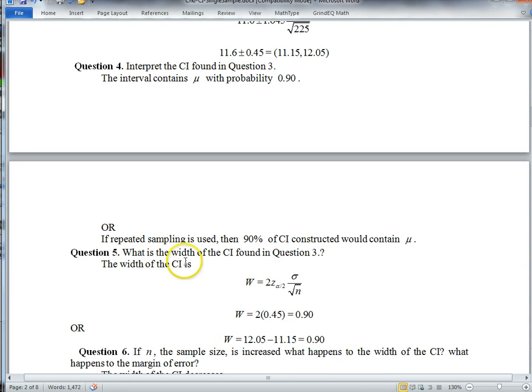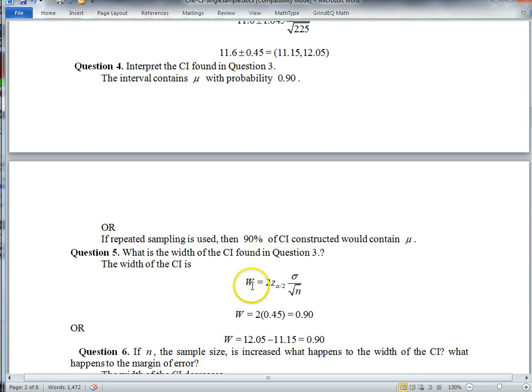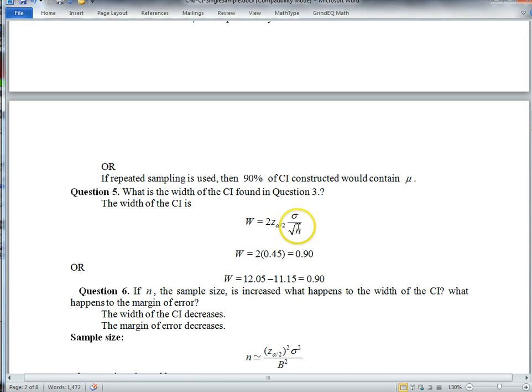Okay, so what's the width of the confidence interval? If this is my confidence interval, that's my margin of error, and the interval seems to be twice that. So the width of the interval is twice the margin of error. That's a formula for it, and that's going to be 0.9. It has nothing to do with the 90%, it's just a coincidence here.